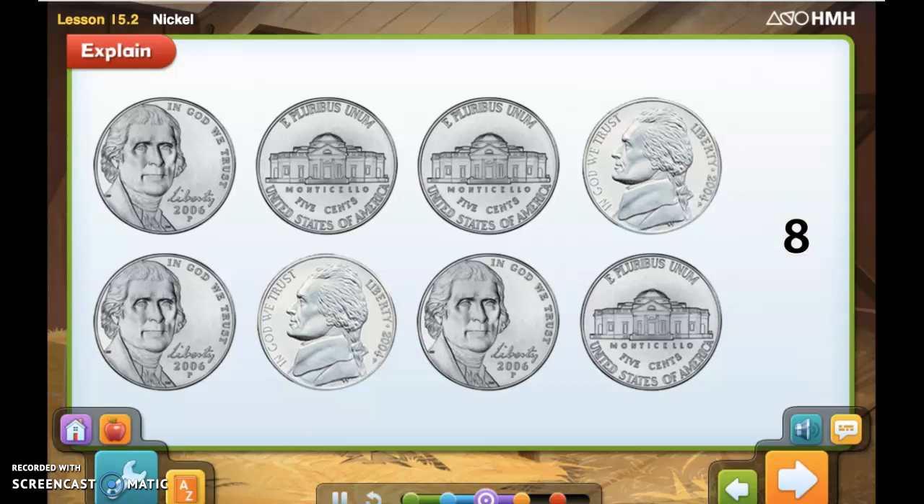It doesn't matter if the nickels are heads up or tails up, or which picture of Jefferson is on the head side of the nickel. They're all still nickels.